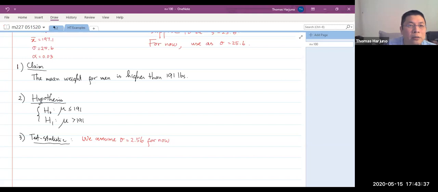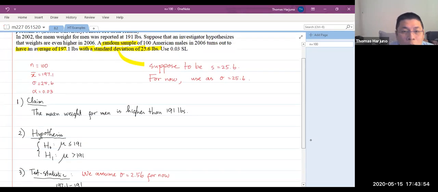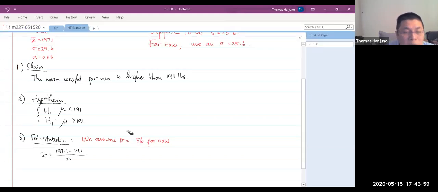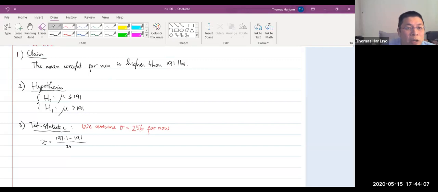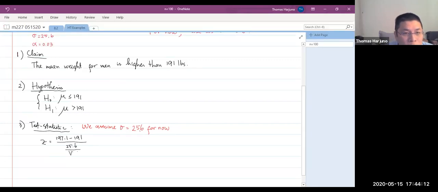So then the test statistic will be Z, the sample mean 197.1 minus 191 over the standard deviation, actually is it 2.56 or 25.6? 25.6, my bad. So that's 25.6 over square root of 100. So I wonder what I get. 6.1 times 10 is 61. 61 divided by 25.6 is 2.3828.